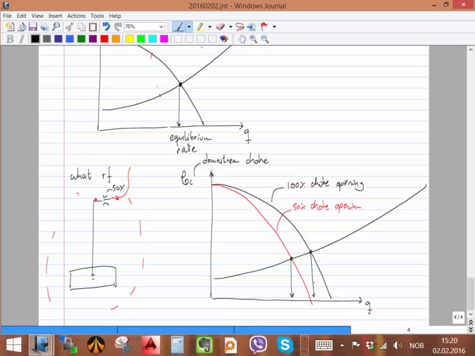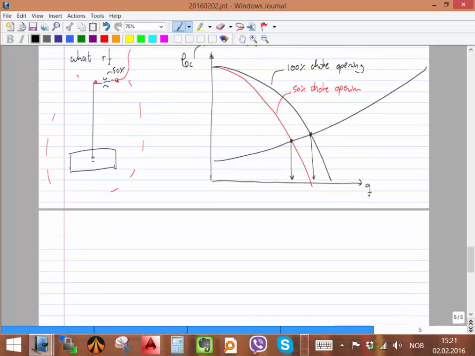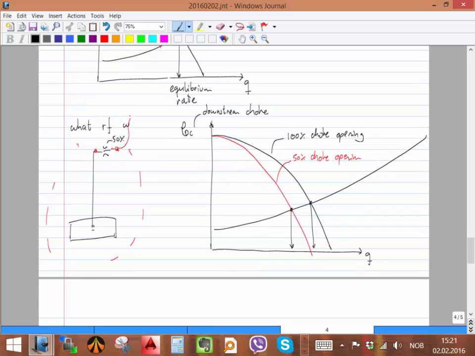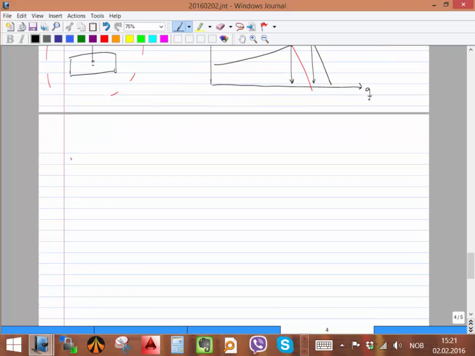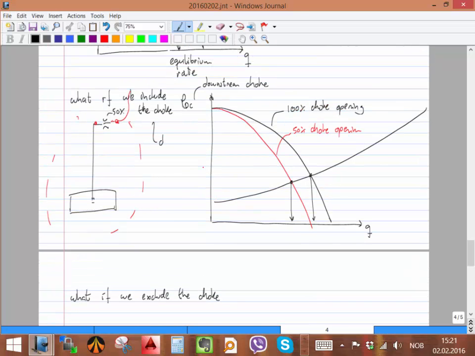But there might be another way to do it. Okay, let's see. So this analysis is what happens if we include the choke. What if we exclude the choke? For the first approach to calculate this curve, you need a choke model: delta P across the choke is a function of the rate, a function of the pressure upstream of the choke, etc.